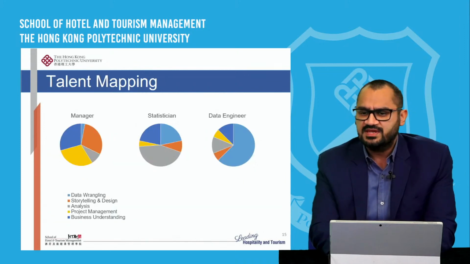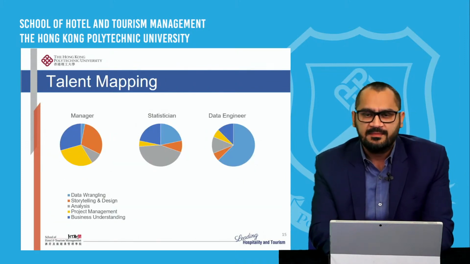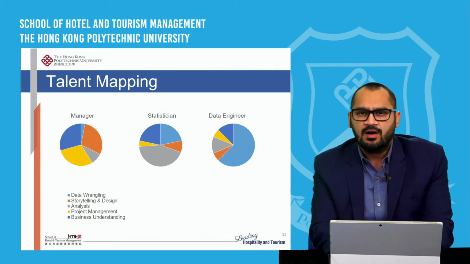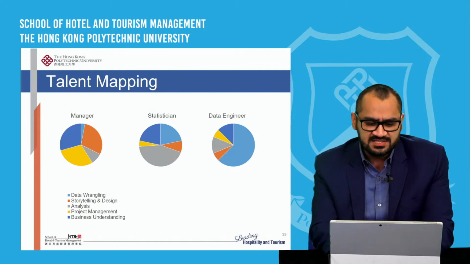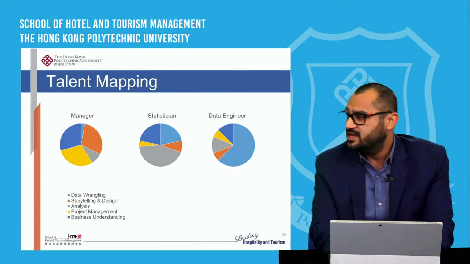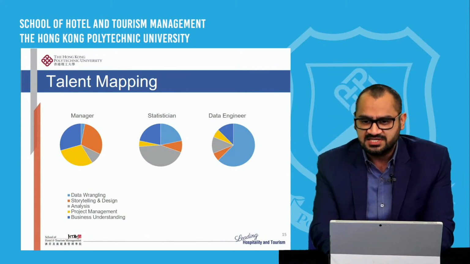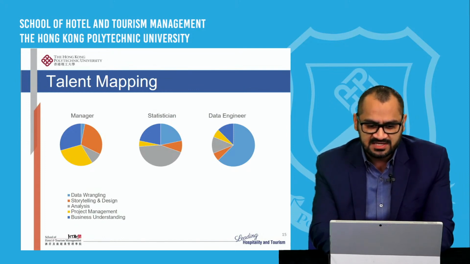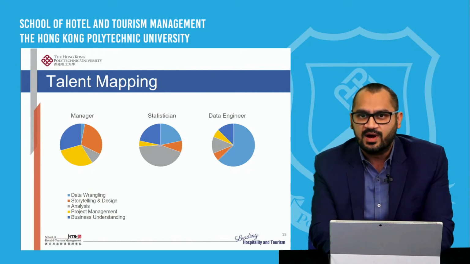Okay, we'll move on to the next section, which is talent mapping. In most modern organizations, a combination of the skills that we discussed in the previous few slides works. You can see on this slide, a manager typically would need strong business understanding and project management skills, while data wrangling could be discounted for a manager, because that is something a data engineer would do in a data science team. A statistician, for example, will have to be extremely good at analysis skills, and project management and storytelling skills would be less required in their role.